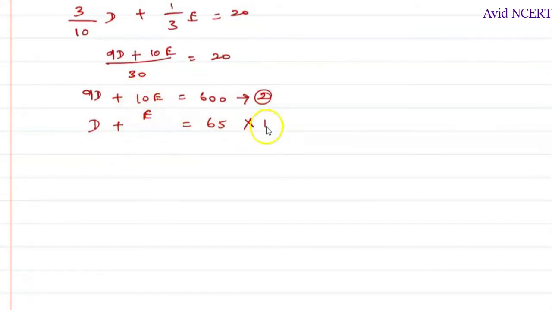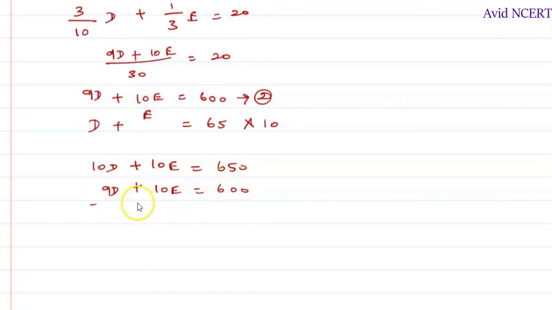So multiplying this whole equation by 10, 10 times D is 10D, plus 10 times E is 10E, equals 65 into 10, which is 650. And this equation is 9D plus 10E equals 600. So changing all the signs, this gets cancelled. So 10 minus 9 is 1D equals 50. So the value of D we get here is 50.